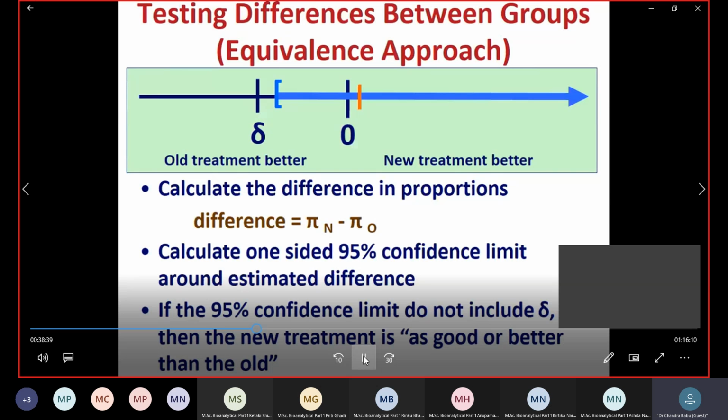Okay, really what you're saying is that I'm pretty sure the treatment difference is in that blue line. And if this is what I declare as no difference, if it's above that, then it must be as good or better than the old. And that is the whole idea of superiority testing.